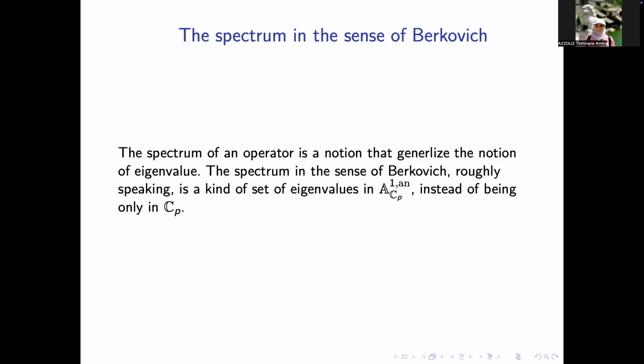However, this one is not very, how to say, there is a lot of information lacking from this spectrum, and it doesn't have the nice properties that we have, for example, in the complex case. I will explain this part in more detail when I finish, because I will just give my results, and then explain more precisely what I mean by the spectrum in the sense of Berkovich. The idea of Berkovich, and it was his idea to define Berkovich spaces, is to consider the spectrum as a subset of the affine line, not only a subset of CP.